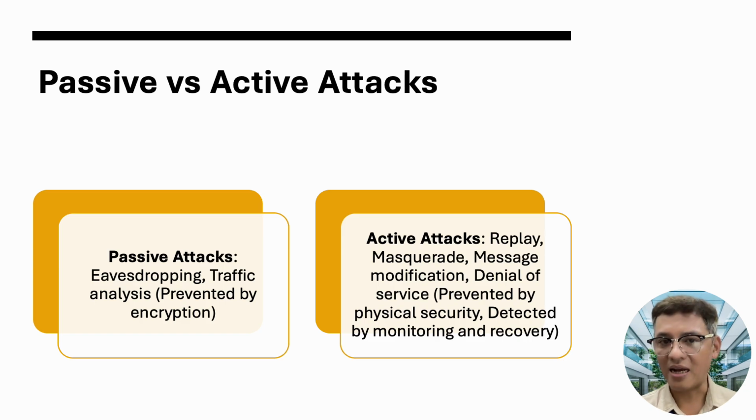In contrast, active attacks actively interfere with system operations or communications. For instance, an attacker might replay old messages to gain unauthorized access, masquerade as another user, modify messages in transit, or conduct denial of service attacks to disable a system entirely. While active attacks are often easier to detect because they disrupt normal operations, they are significantly harder to prevent entirely. Thus, the primary defense strategy involves strong detection and rapid response mechanisms.